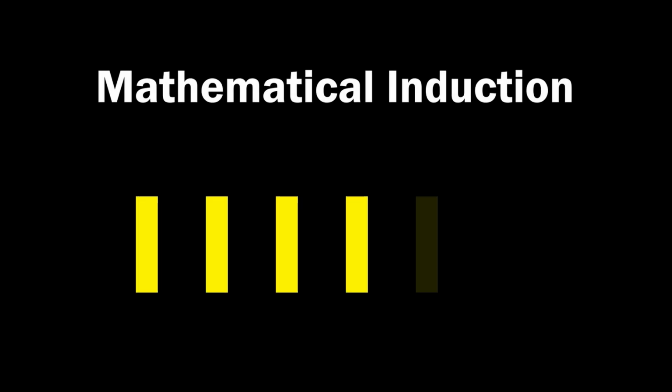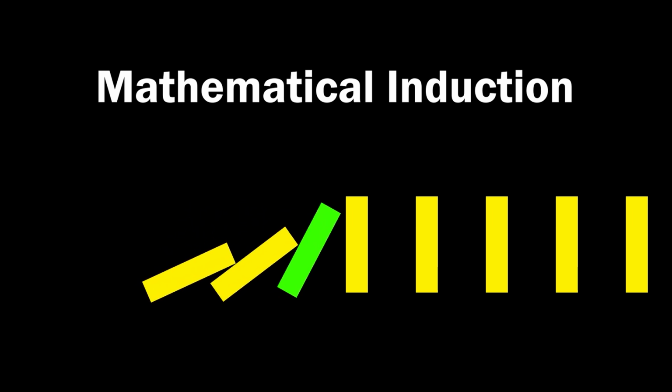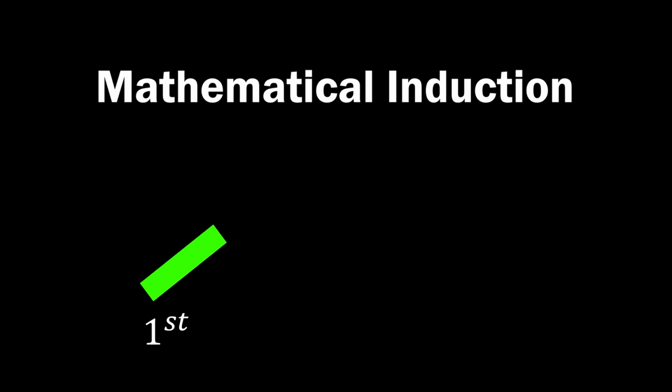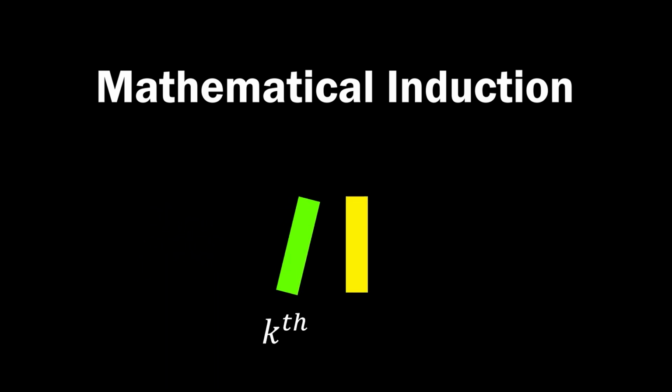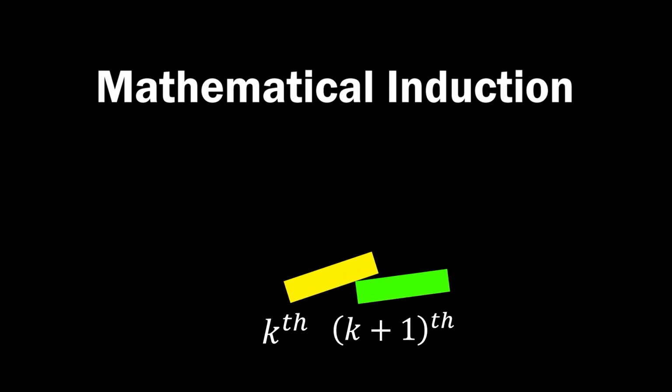Mathematical induction can be likened to knocking down dominoes, and to topple all the dominoes, the following two conditions are necessary. Number 1, the first block falls. Number 2, if the kth block falls, then the k plus 1th block also falls. If these two conditions are met, we can conclude that all domino blocks will fall.